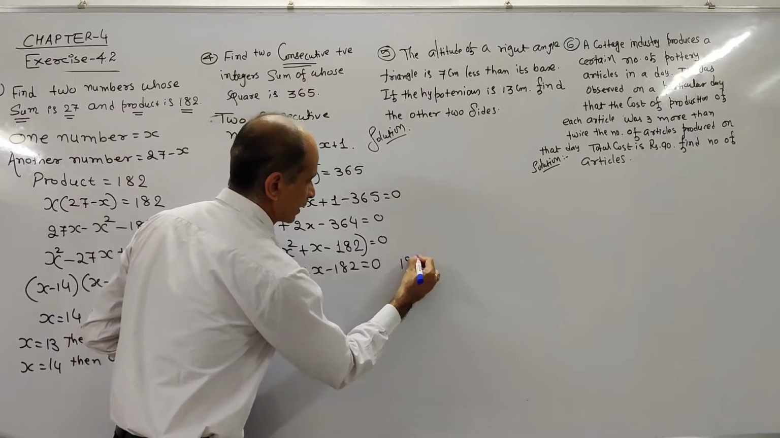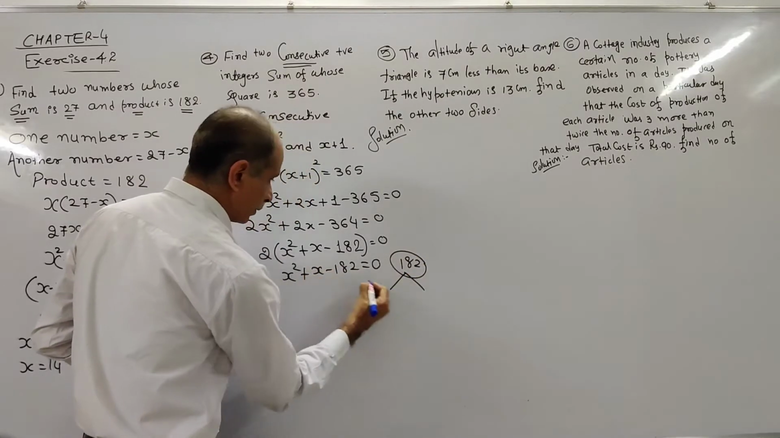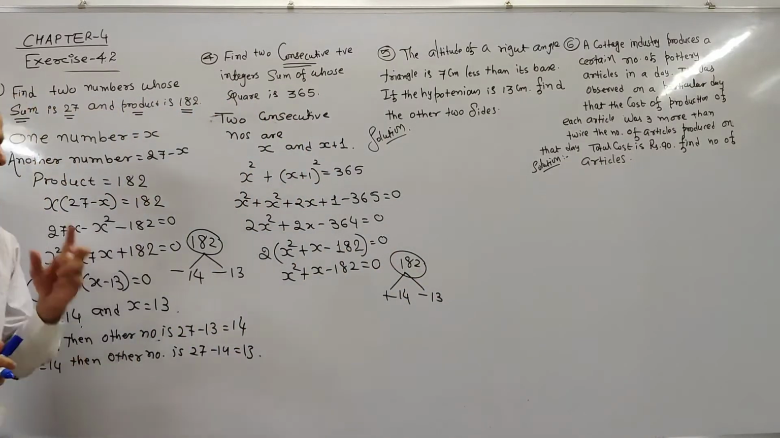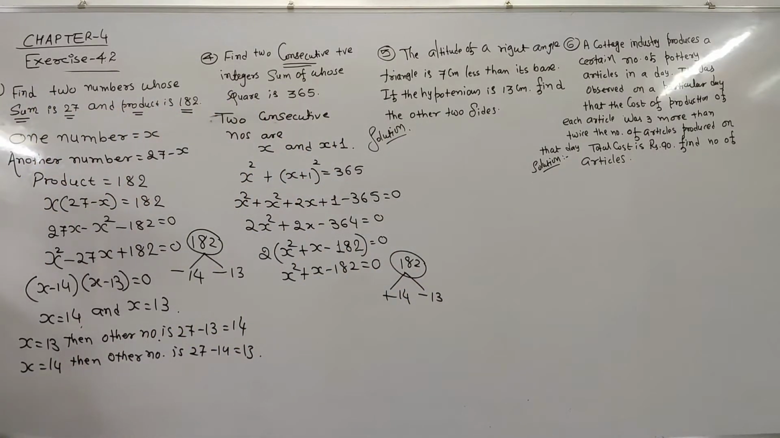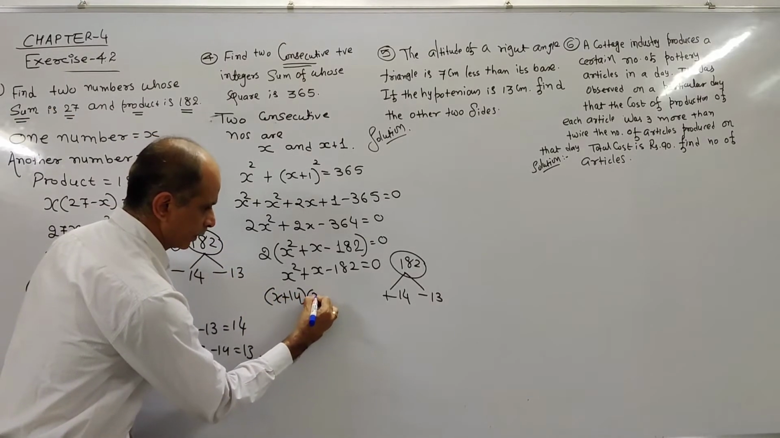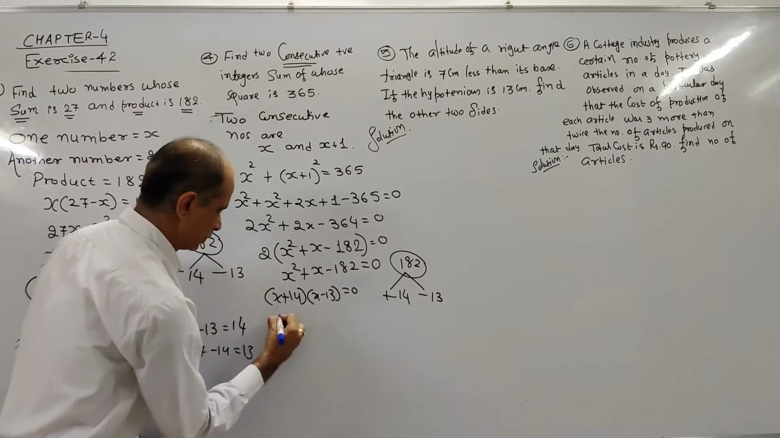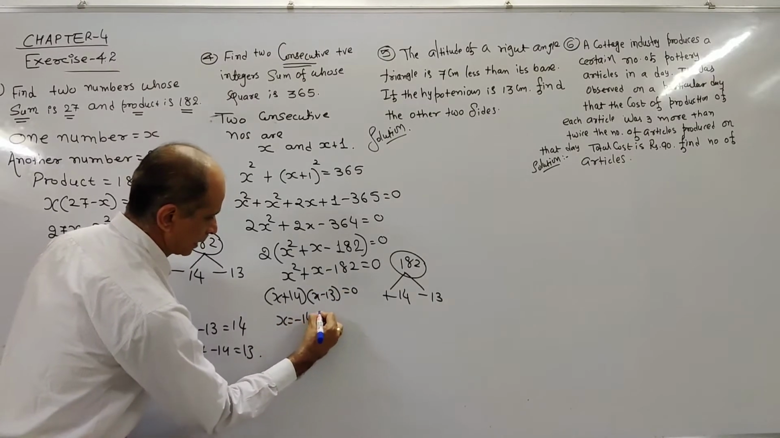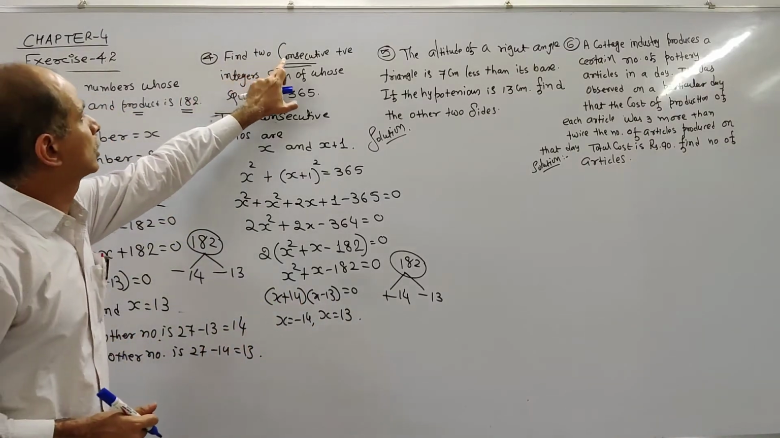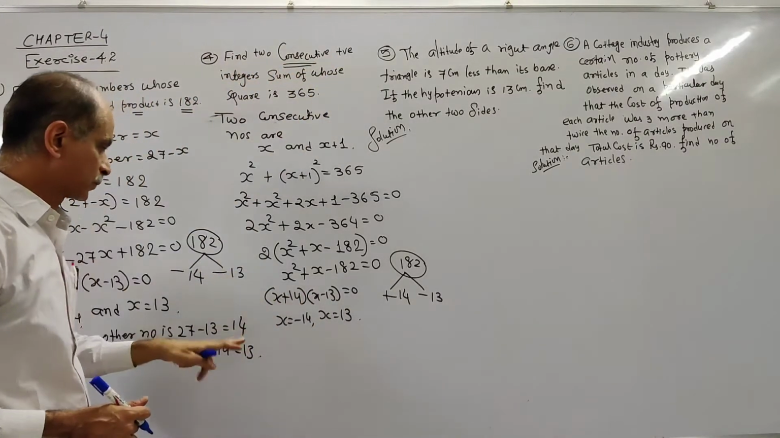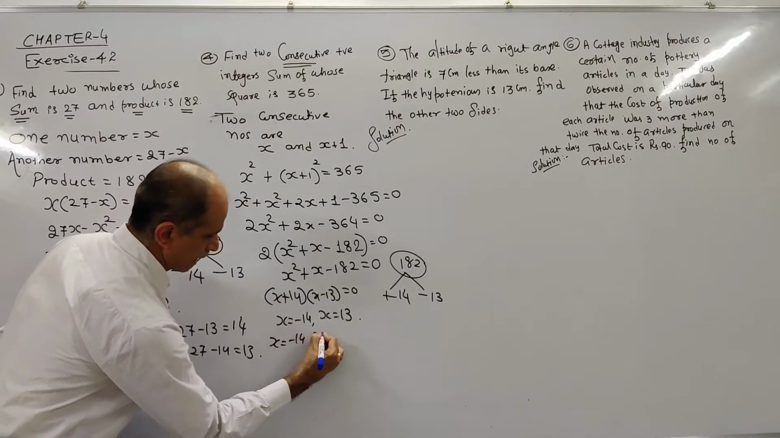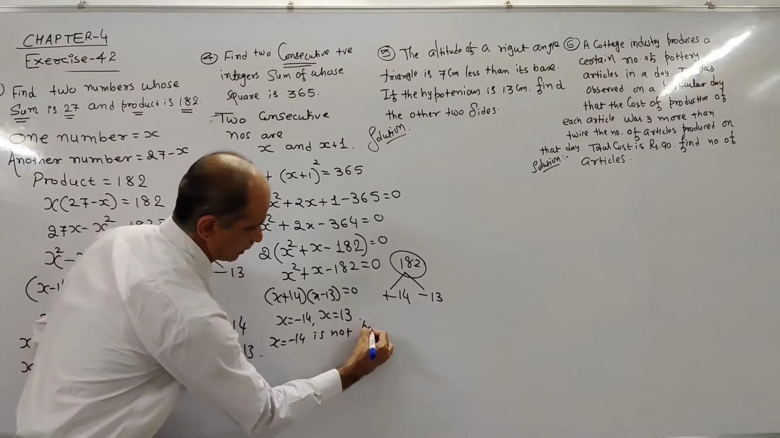So you have to factorize 182 into 2 parts. Plus minus is equal to plus minus. Again we have to use 14 thirteens are 182. So here we can write x plus 14 into x minus 13 is equal to 0. x is equal to minus 14 and x is equal to 13. Now here the 2 consecutive positive integers are given, so minus 14 is not possible. x is equal to minus 14 is not possible.